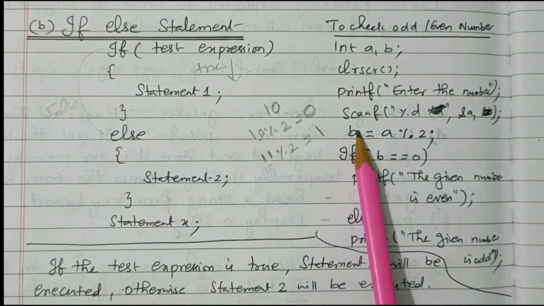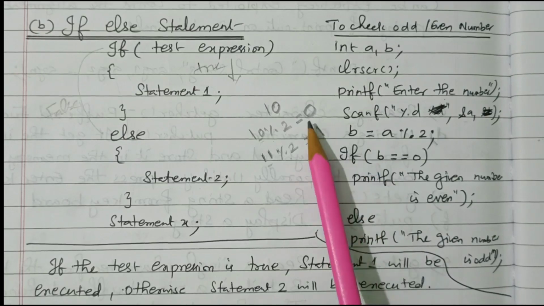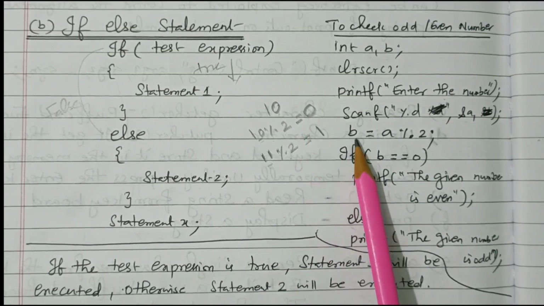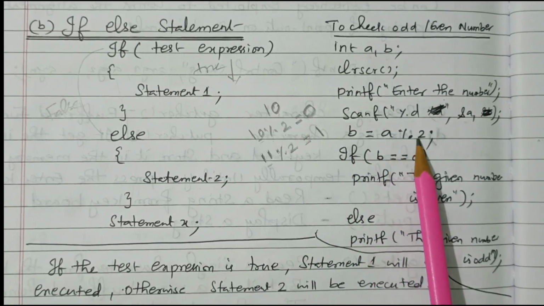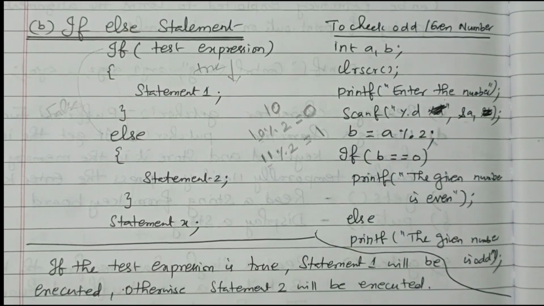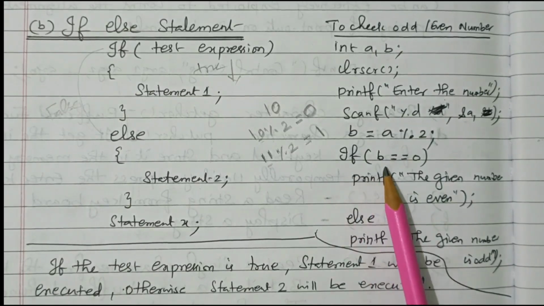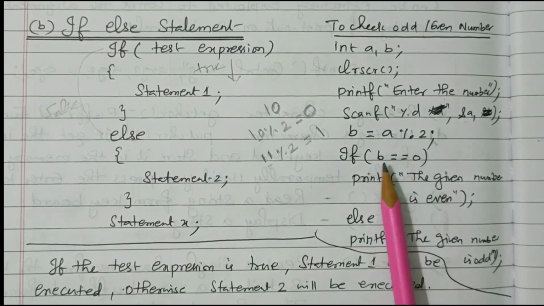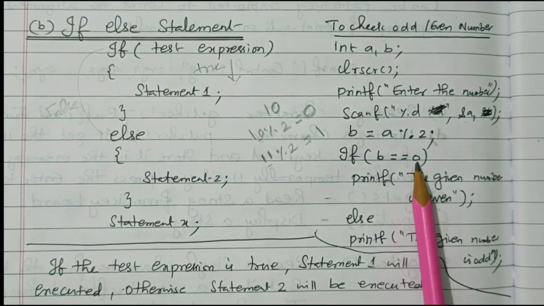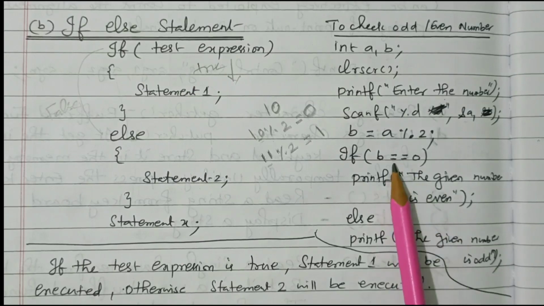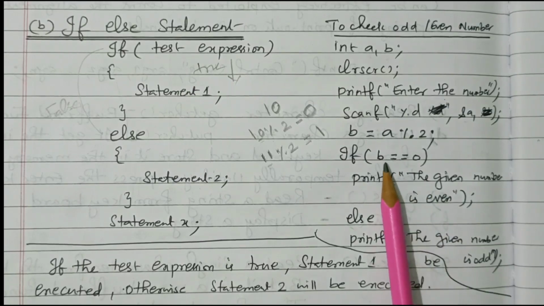So by checking b, we can understand whether it is odd or even. If b is 0, it means even number; b is 1 means odd number, right? After dividing with 2, the remainder is available in the variable b, right? So based on that, if b double equal to 0, double equal to means we check whether the b value is equal to 0. Single equal to is the assignment operator. Double equal to is the equal operator, which checks whether both are equal.